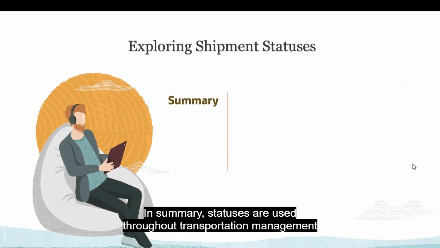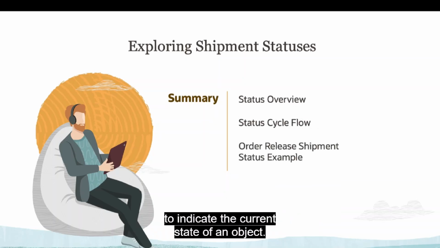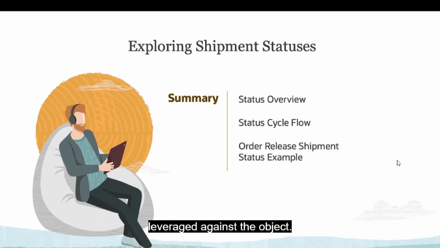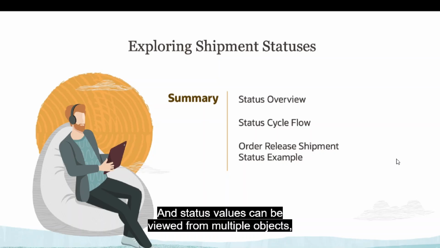In summary, statuses are used throughout transportation management to indicate the current state of an object. Status values will also flow through a predefined cycle based on actions leveraged against the object, and status values can be viewed for multiple objects, such as within an order release as seen in our topic.